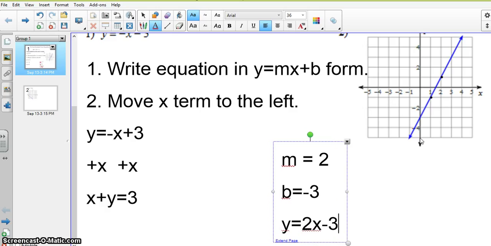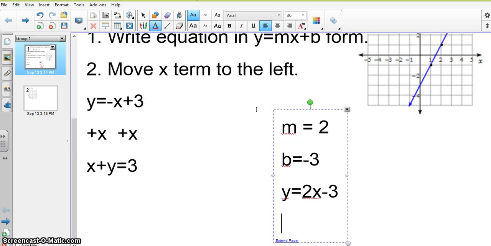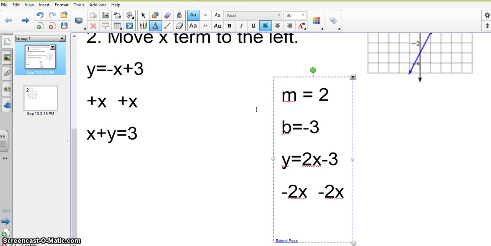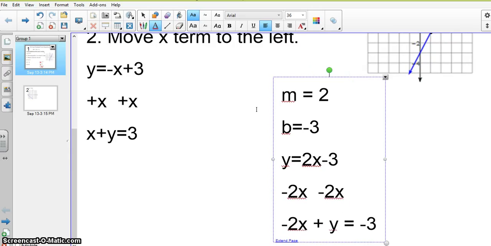So there's step 1. Now step 2 again is to move the x term to the left. So in this problem we're going to subtract 2x from both sides. And we get negative 2x plus y equals negative 3. Now it is important with standard form that the first number be positive. Let me write this down.